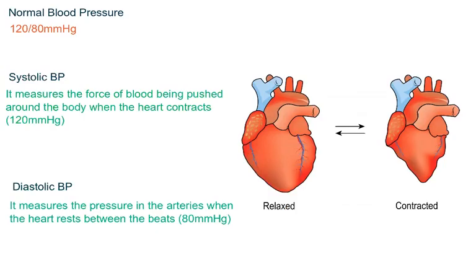Normal blood pressure is defined as 120/80 millimeters of mercury. The numerator represents systolic blood pressure. It measures the pressure in the arteries when the heart contracts and pushes the blood into the body. The denominator represents diastolic BP. When the heart relaxes, the blood pressure in the arteries drops, and that's the diastolic blood pressure.